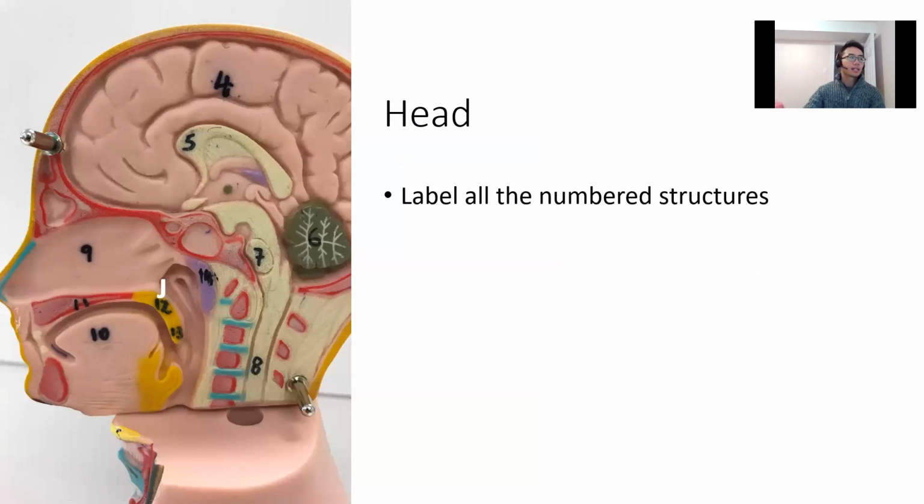And in the lab we actually have these. It's pretty big, almost like a human model, and that's what we're looking at right now. We're going to try to label as many things as we can. Number 4 right here, that is just the cerebrum. Please do not confuse cerebrum with cerebellum.